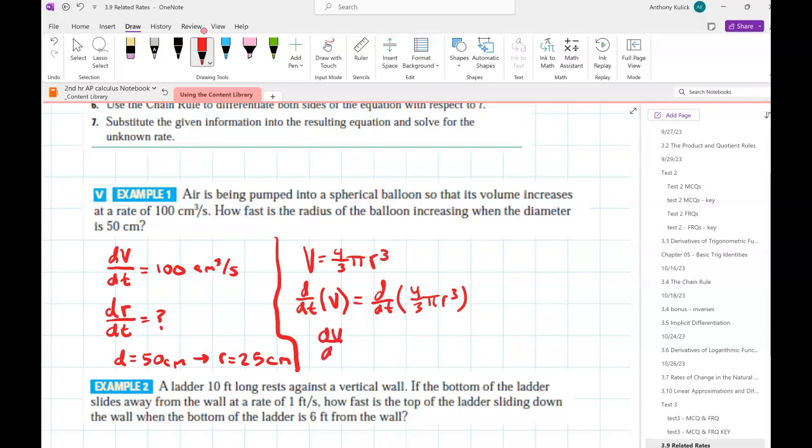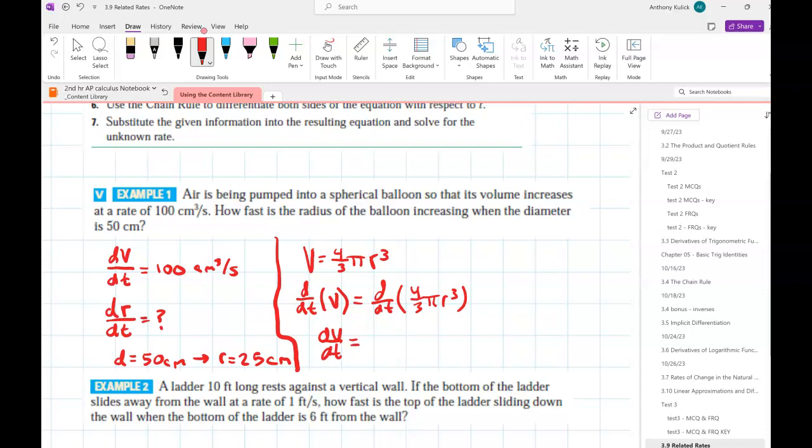dv dt times 1, right? But I won't bother with the times 1. Where's the 1 coming from? Just the derivative of v, right? That's 1. And because it's not with respect to v, it generates the dv dt part, right?